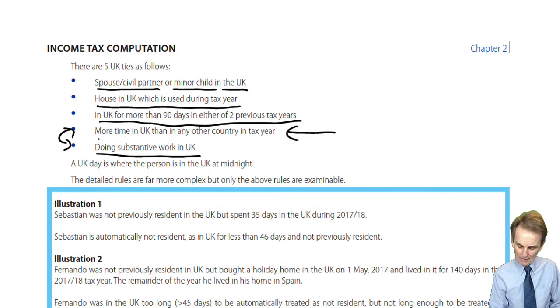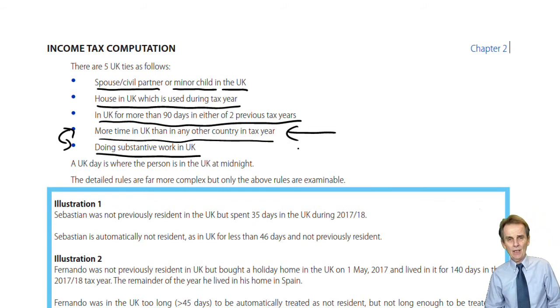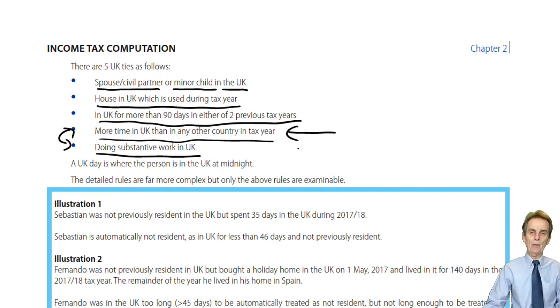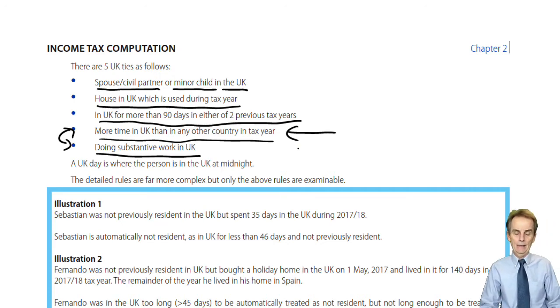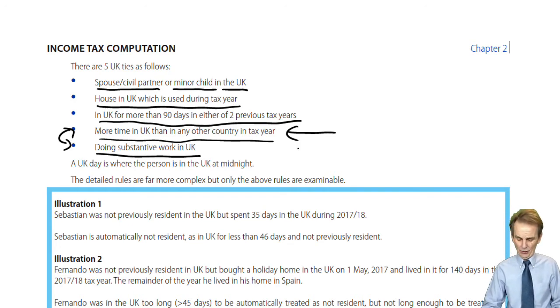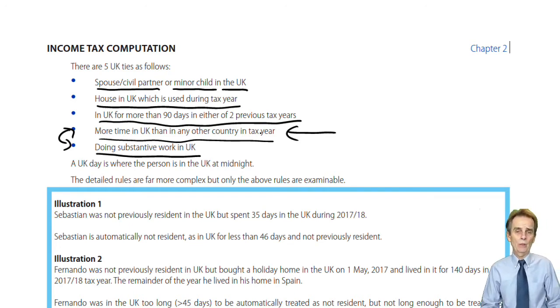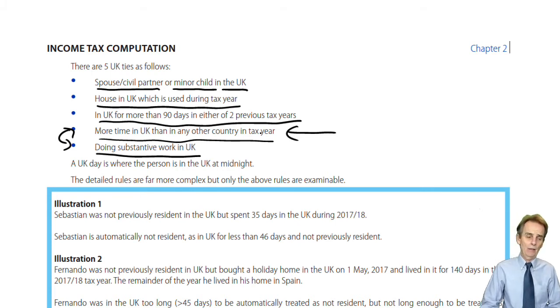That test of more time in the UK than in any other country in the tax year is only a test for someone leaving the UK, i.e. someone who had previously been resident in the UK, again, at any point in any of the previous 3 years. Okay, what would happen on that one if you had to do it? They would simply tell you that the individual has travelled from one country to another, to another, to another, and how many days they spent in each country.